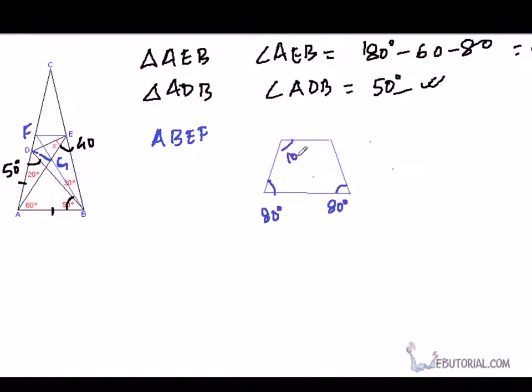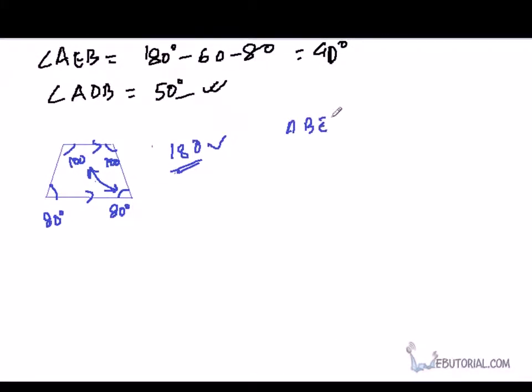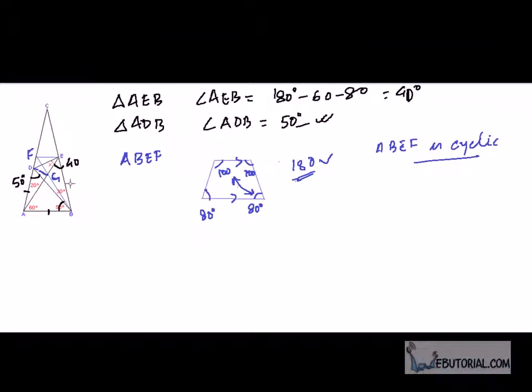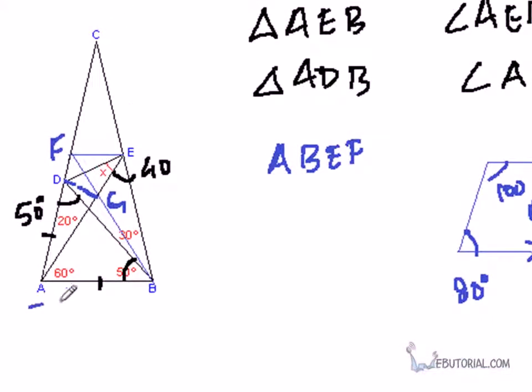So this angle will be 100 and this angle will also be 100 degree as these two lines are parallel. What is important over here is that these two angles, the opposite angle, add up to 180 degree. That means ABEF is cyclic. If it is a cyclic trapezium, then again we can imagine a circle around it which passes through the points A, B, E and F.